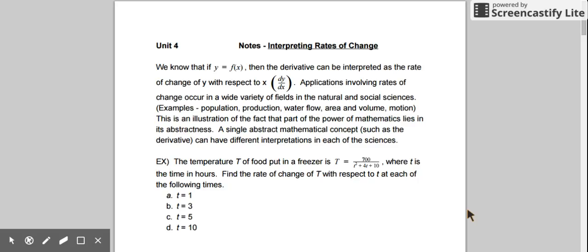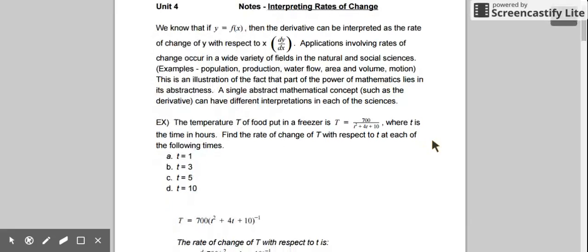The derivative is representing a rate of change, and there are lots of things in the world that can be changing, increasing or decreasing, faster or slower, things like population or productions from a company, water flows, or any fluid flow, area and volume and motion of an object. They can all be moving around, increasing, decreasing, faster or slower. So we can use this idea of a derivative and apply it to a lot of different areas. So let's just do a few examples just to try and get an idea of how we can do that.